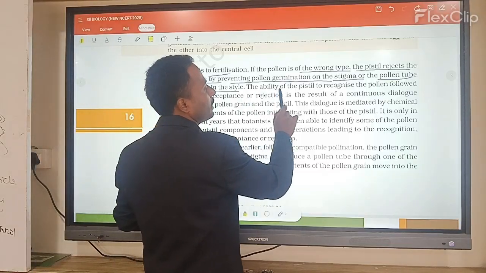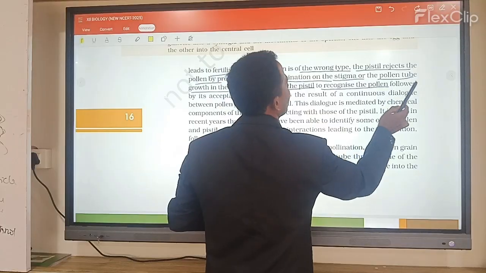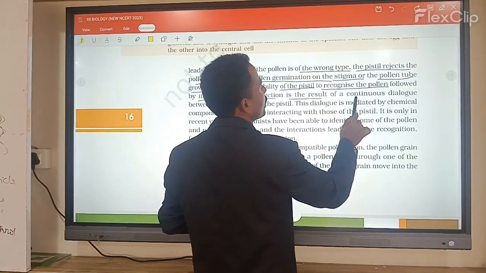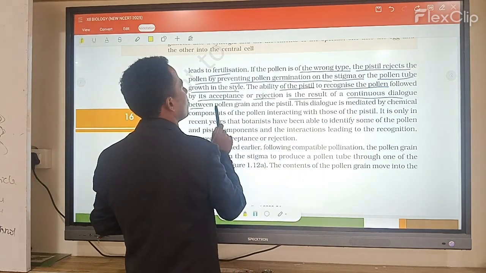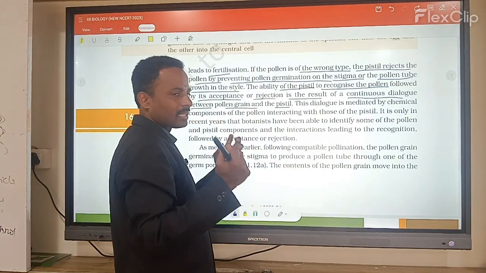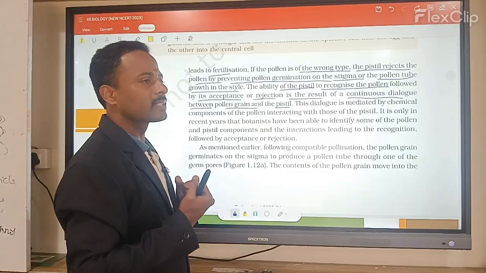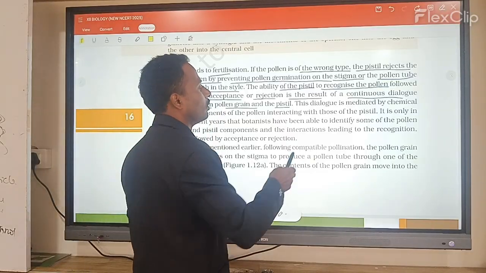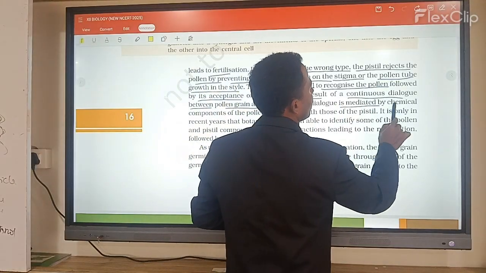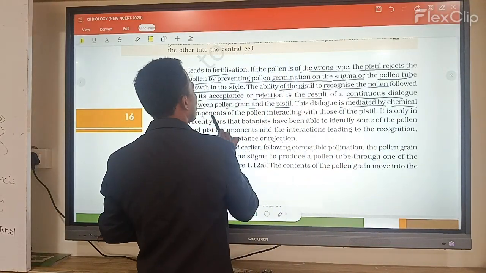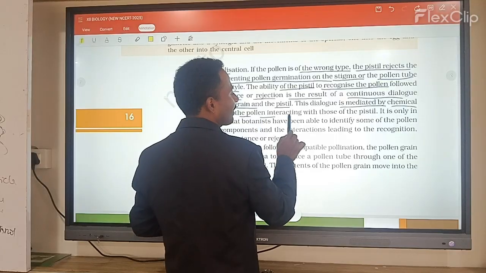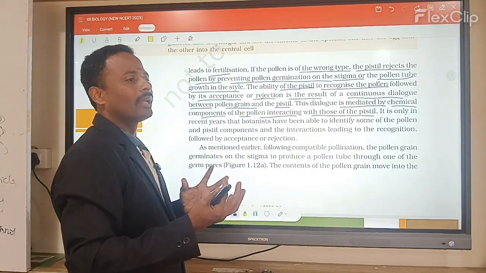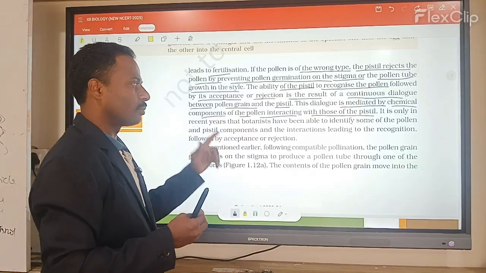The ability of the pistil to recognize the pollen, followed by acceptance or rejection, is the result of a continuous dialogue between the pollen grain and the pistil. Whether the pollen is accepted or not depends on both. This dialogue is mediated by chemical components of the pollen interacting with those of the pistil.